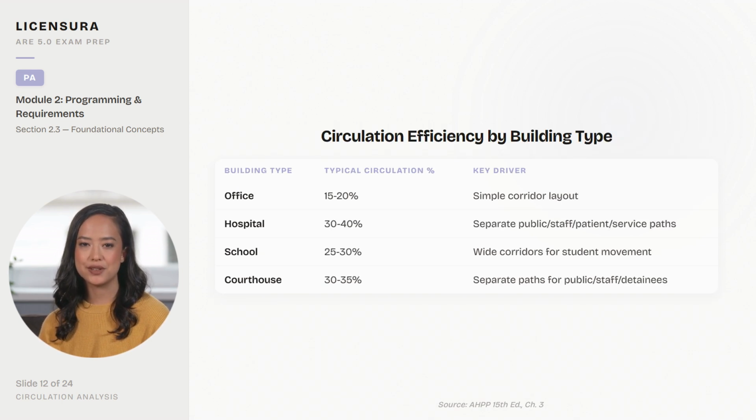The circulation efficiency percentages on screen explain why certain building types are so much less efficient than others. Office buildings use only 15 to 20% of their area for circulation because the corridor layouts are simple. Hospitals consume 30 to 40% because they need separate paths for patients, staff, visitors, and materials. Courthouses need 30 to 35% for the same reason. Judges, public, and detainees each need their own path. When the exam asks why hospitals have low efficiency ratios, circulation is the primary answer.